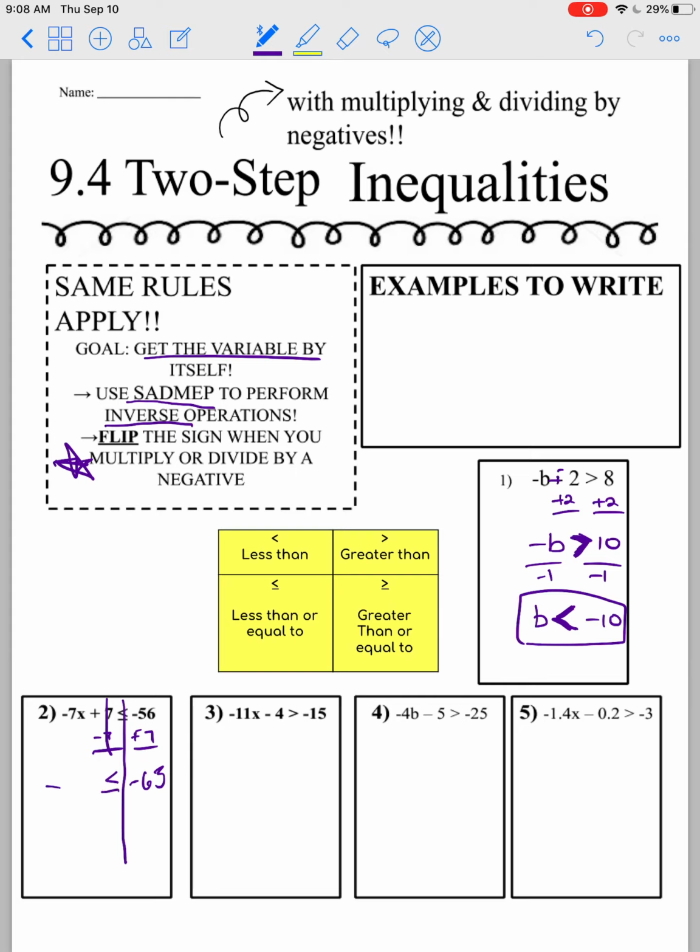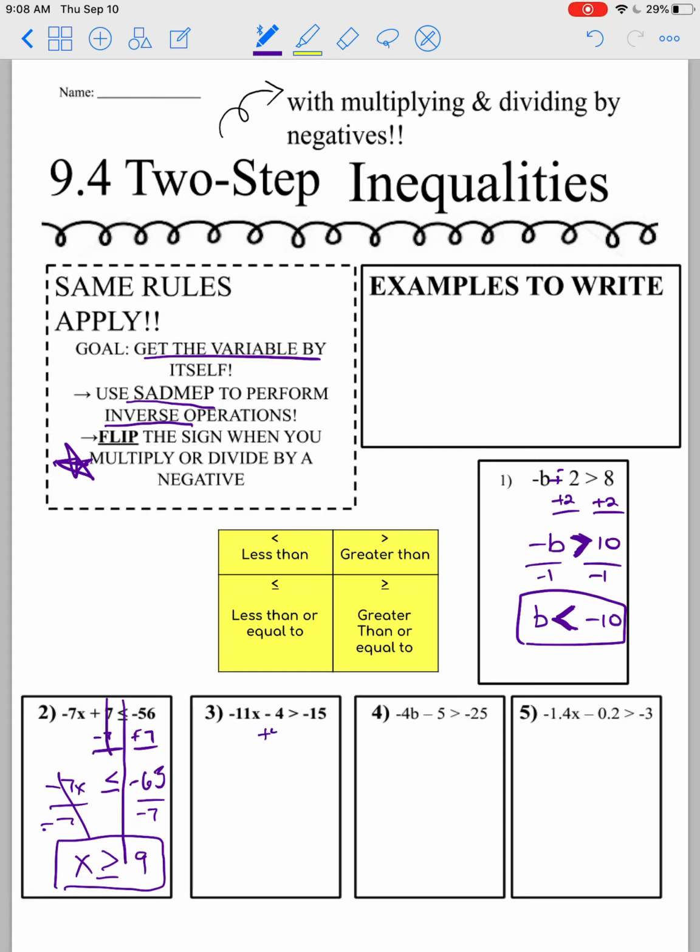Don't forget your inequality. And then negative 7x. Now we're going to divide both sides by negative 7. X is here. Now look, we're dividing by negative 7, so my inequality has to pancake over, or flip over. And then negative 63 divided by negative 7 is 9. Let's do a couple more.